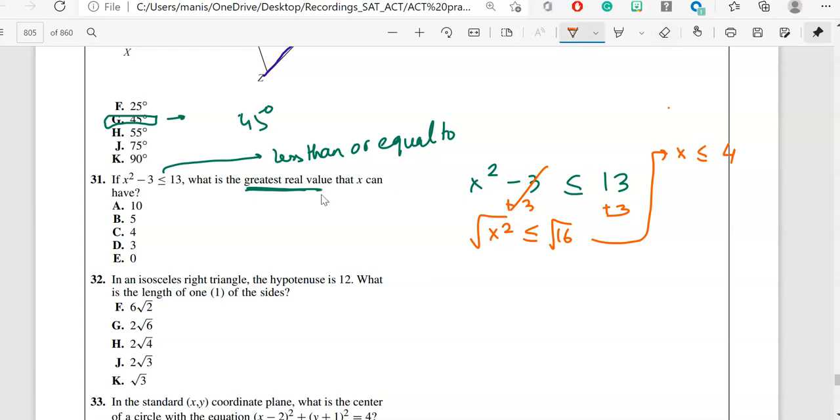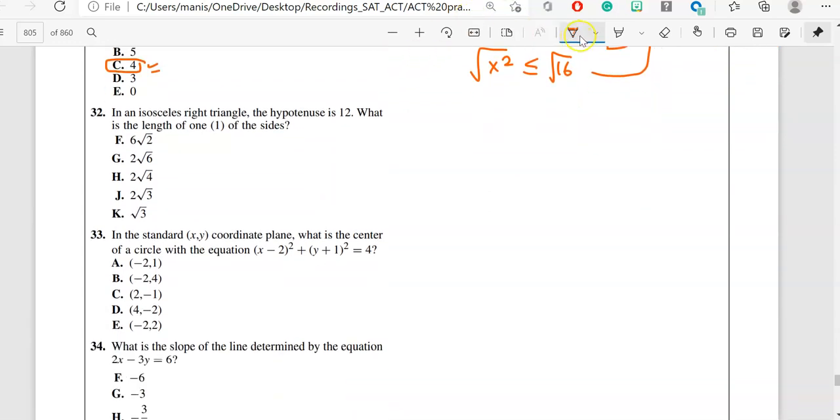Now what does the question say? What is the greatest real value that x can have? If I read this, x is less than or equal to 4. So this means the greatest real value it can have is 4 over here. x is less than or equal to 4. So this is the greatest real value, that's your 4. So that's my answer. Even if I had taken plus or minus 4 over here, I would still have ended with the same answer. Let's make it mathematically correct. That's the correct way of doing this.